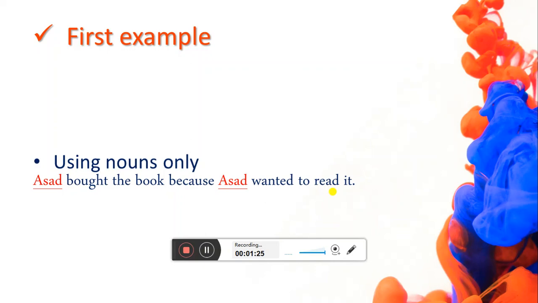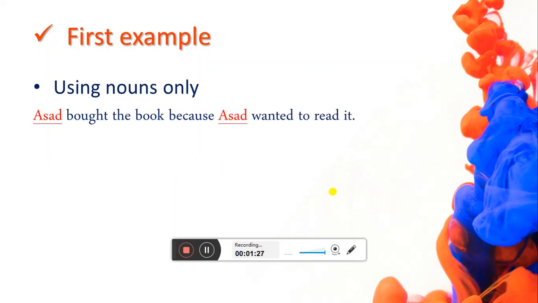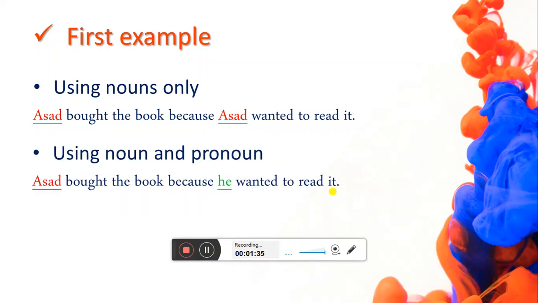First example, Asad bought the book because Asad wanted to read it. In this sentence, we repeat the same noun again. Asad bought the book because he wanted to read it. The same sentence, but we replace Asad with he, a pronoun, and it became easy.